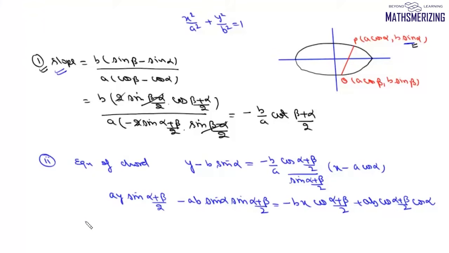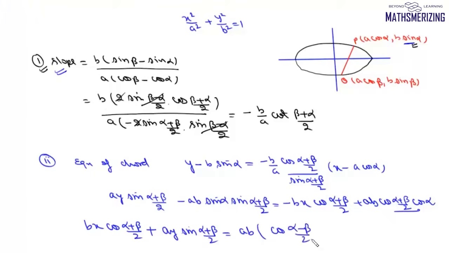Then we can simply write this as bx cos alpha plus beta upon 2 plus ay sin alpha plus beta upon 2, and here it will be ab. Now this is cos a cos b plus sin a sin b. So cos a cos b plus sin a sin b is basically cos a minus b. So now it will be cos alpha minus alpha plus beta by 2. So it will be simply cos alpha minus beta by 2.